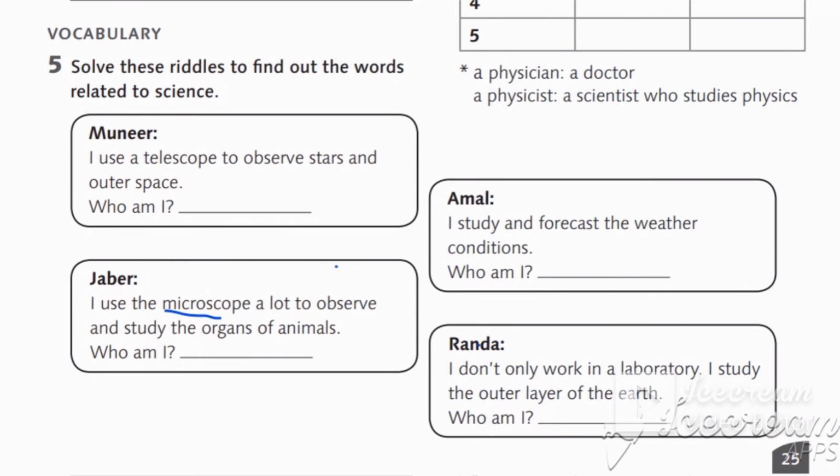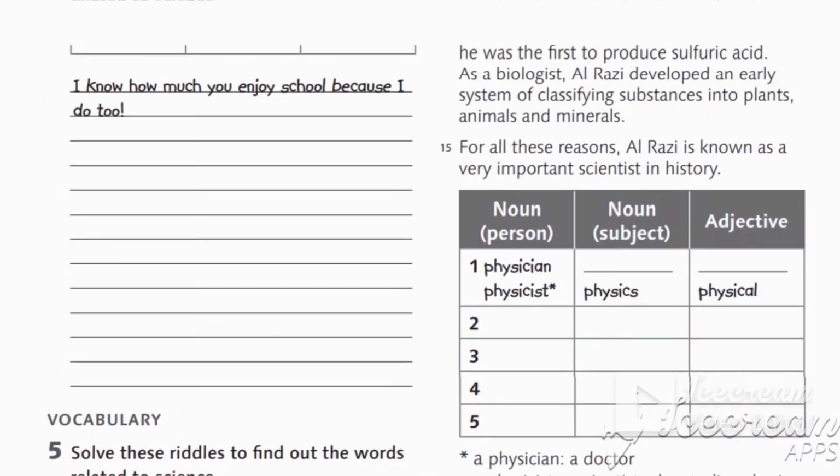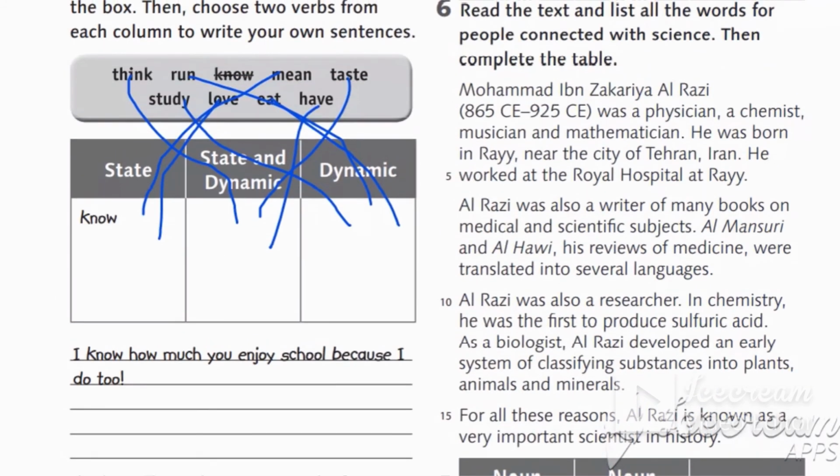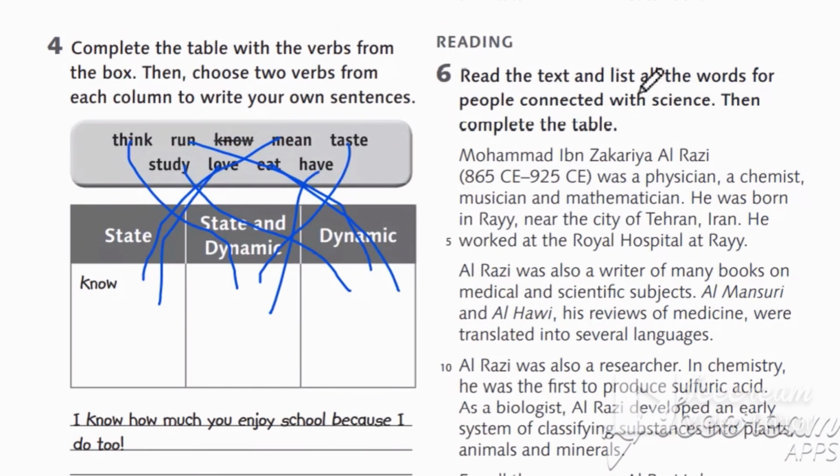Okay. Now go to this exercise number 6. Read the text and list all the words for people connected with science. Now we will find out who these people connected with science are and we will fill in the blank. Okay.